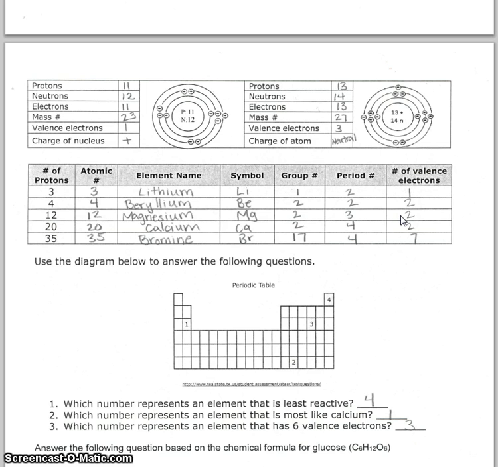With 20 protons, the atomic number for calcium is 20. The symbol is capital C, lowercase a. The group number is 2. The period is 4. The number of valence electrons is 2.